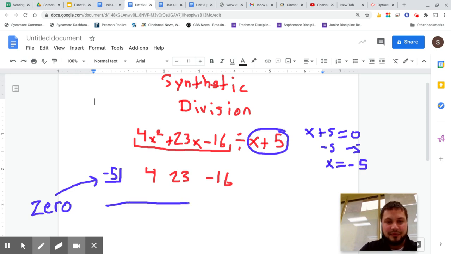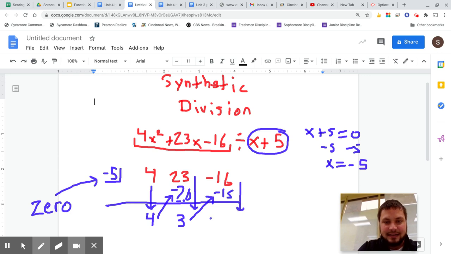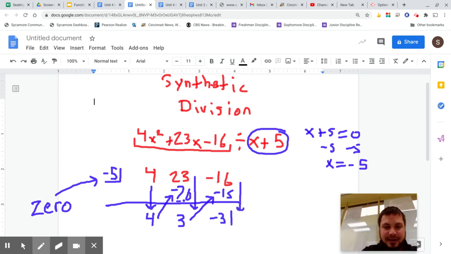Now you want to draw a big old long equal sign like this, and now we're going to start the process of synthetic division. The process always starts by just dropping your leading number below the equal sign. Every time you go up, you want to multiply by your box number. So negative 5 times 4 is negative 20. When you drop back down, all you want to do is add. 23 plus negative 20 is 3. Again, when you go up, you want to multiply by your box number. Negative 5 times 3 is negative 15. When you go down, you add. That's negative 31.